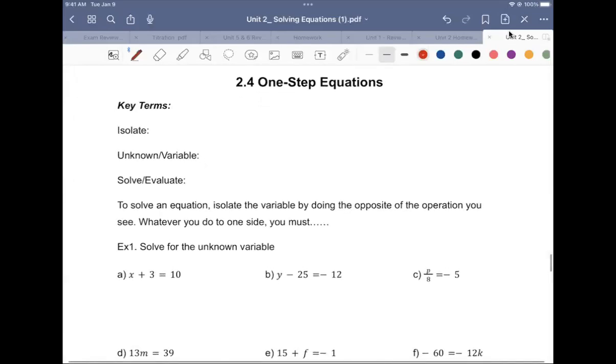All right, so we've got a short lesson here. This one is a review of grade 9, and so is the next one. We are going to look at solving one-step equations.